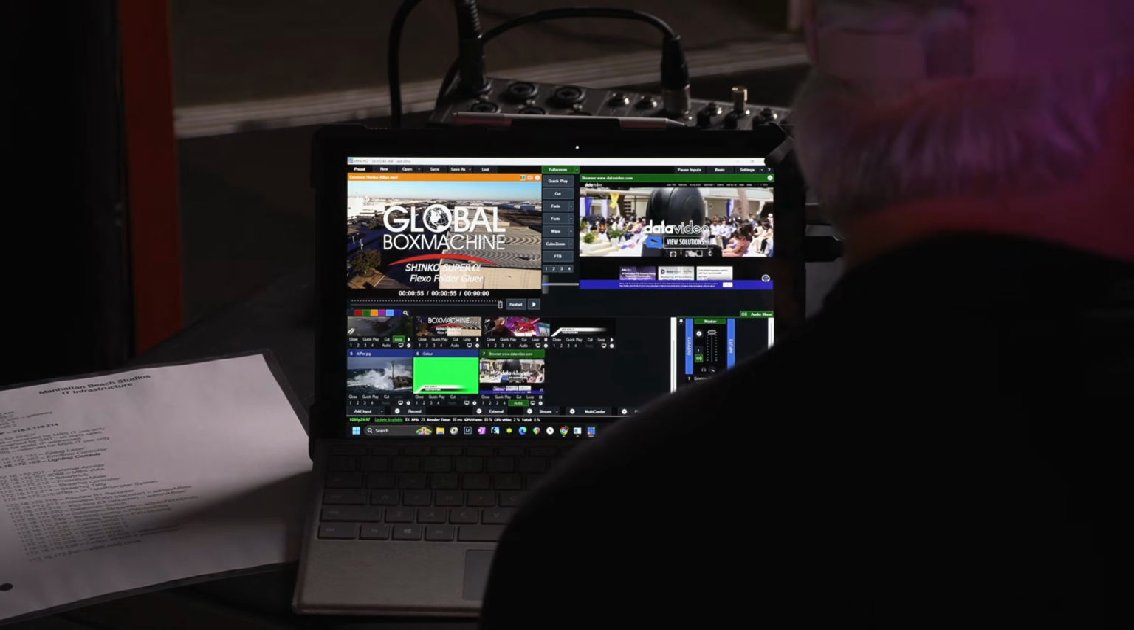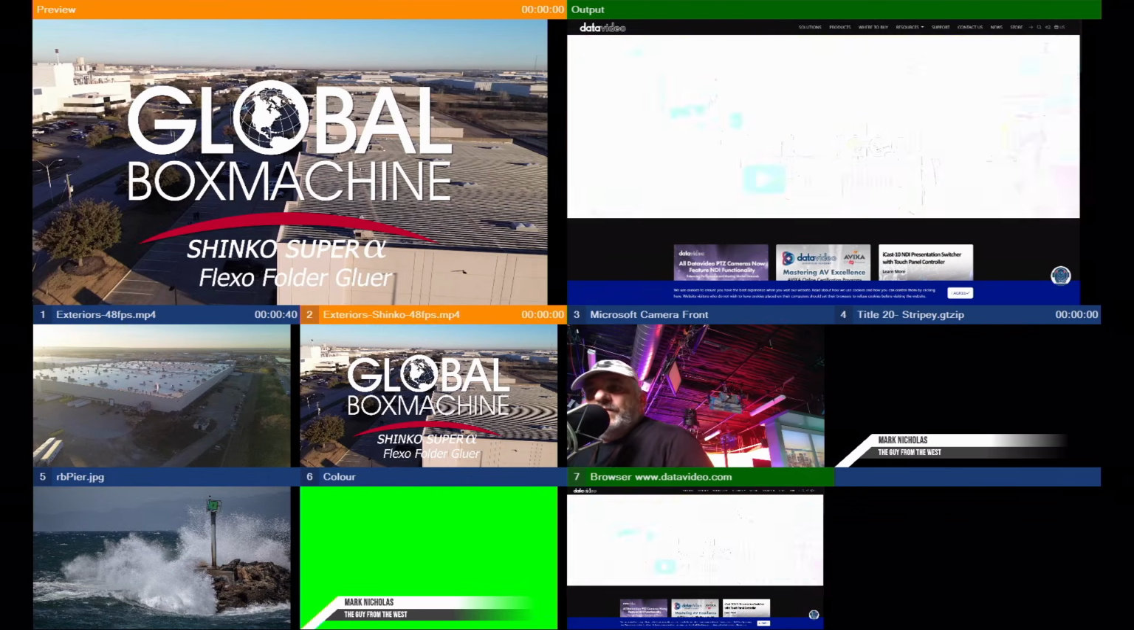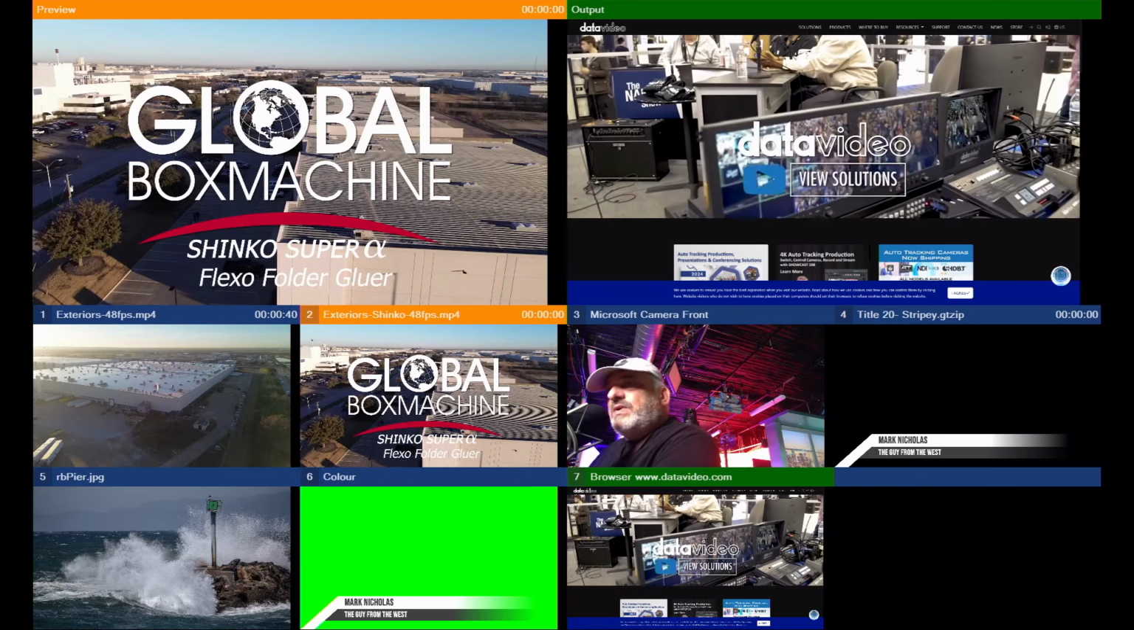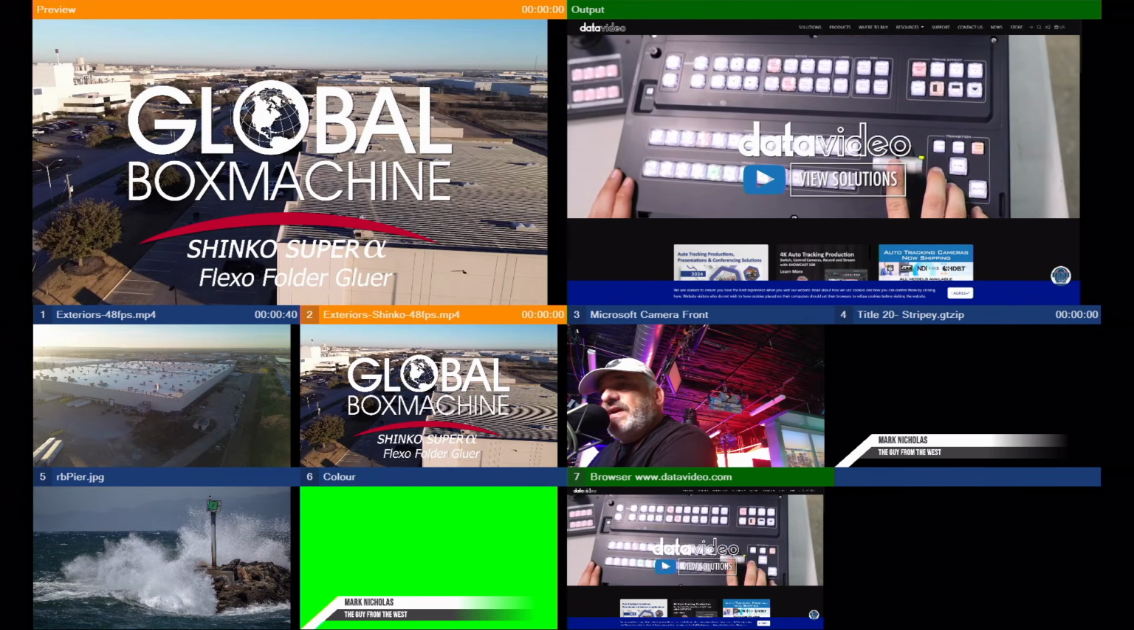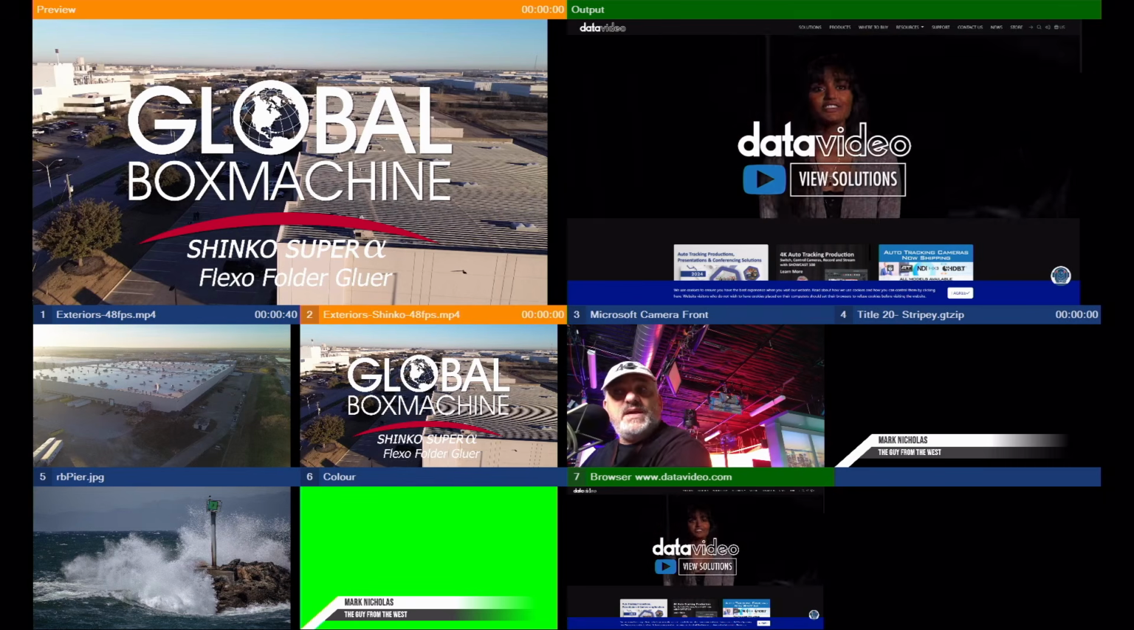Okay? And so then if you were to look at the multi-view, here's the multi-view. And you can see there are a bunch of inputs. There are a couple of videos over there. There's a website. You could see somebody moving their fingers around. You could see me, by the way. Here I am.